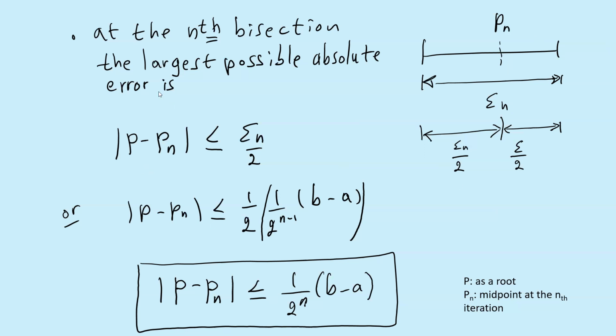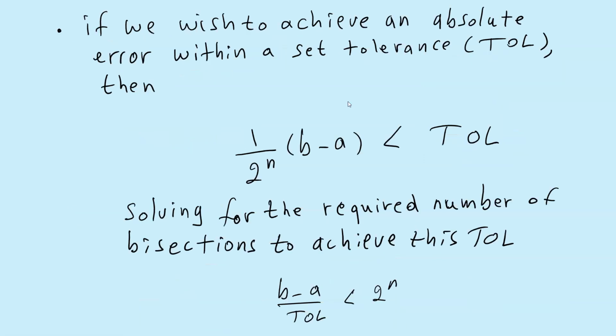And if we try to write the absolute error for the nth iteration, we have this equation. And from the last slide, we find the error at the nth iteration follows these equations. The absolute error in the bisection method is less than or equal to (b minus a) over 2^n. This is about the absolute error.